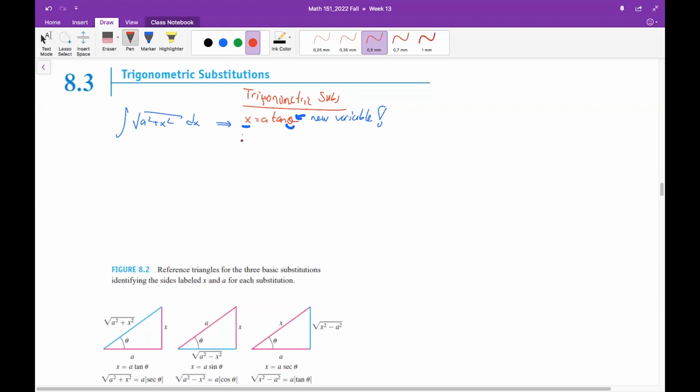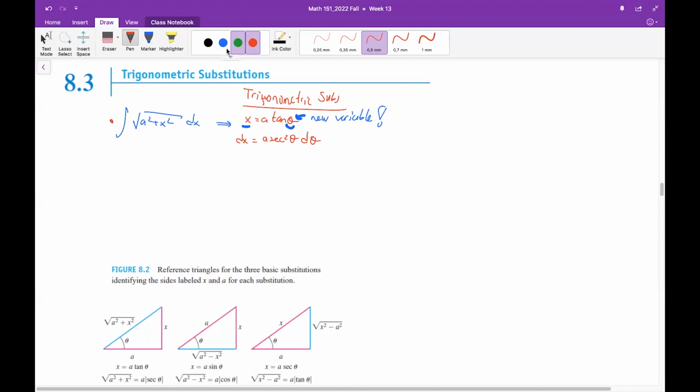Then you should solve for dx, of course. What is the derivative of tangent theta? It is secant square theta d theta. Okay, so whenever you have this type of function inside your integral, you need to use the x equals a times tangent theta substitution. So instead of the original variable x, now we are inserting a trigonometric function depending on theta. The new integral will depend on theta and d thetas.